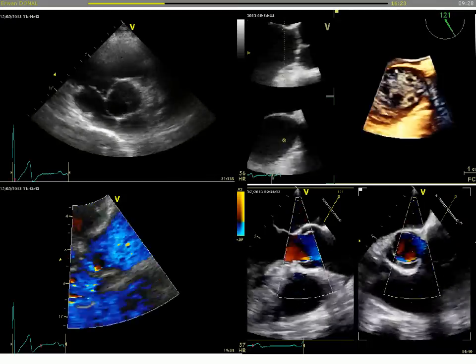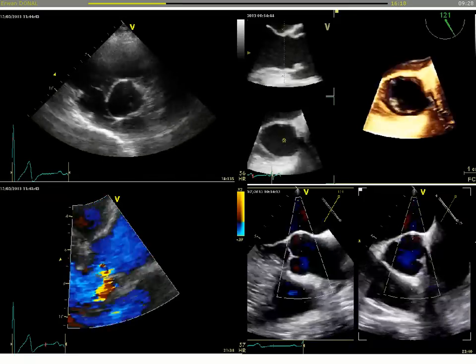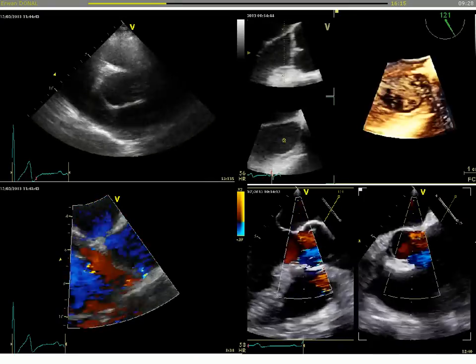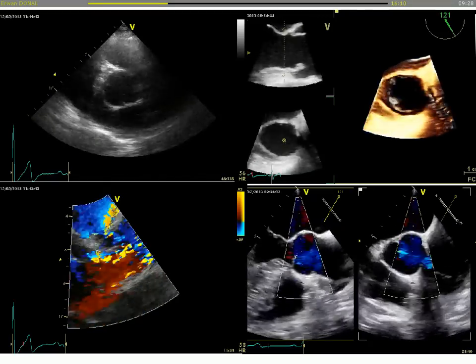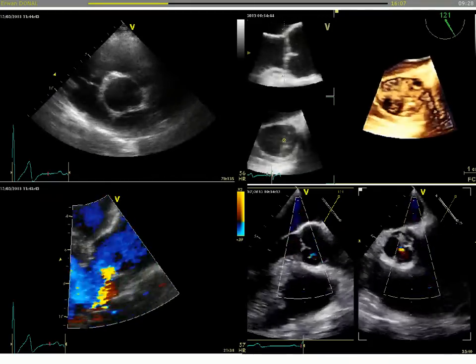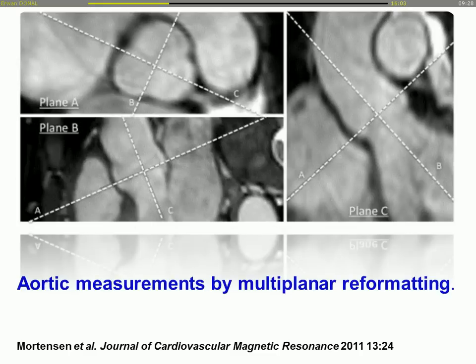If we have to assess the stenosis, if we have to assess the aortic valve regurgitation, echo is still the best tool to do this. We can use transthoracic echo, of course, but we have also to consider transesophageal echocardiography and 3D echocardiography to best assess the aortic valve and also the ascending aorta.